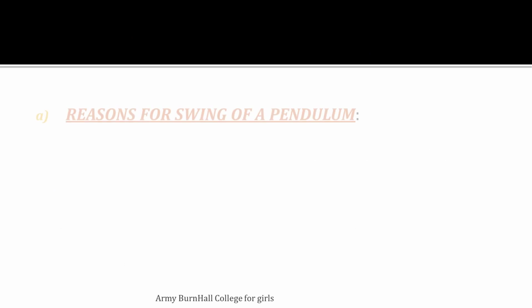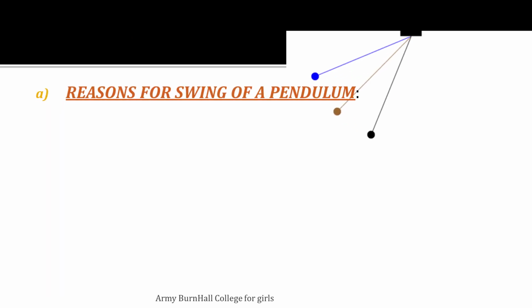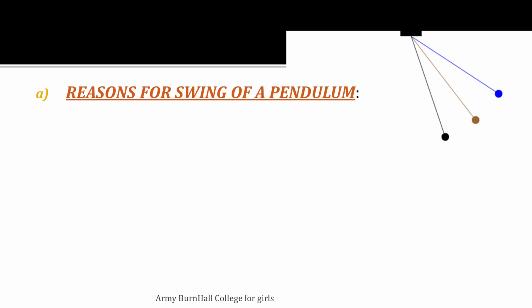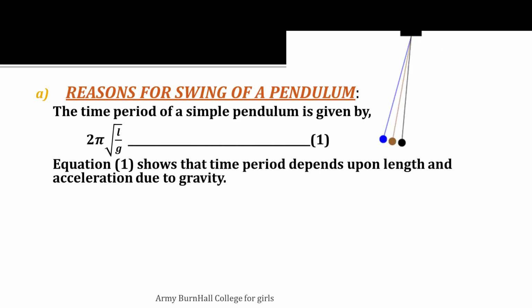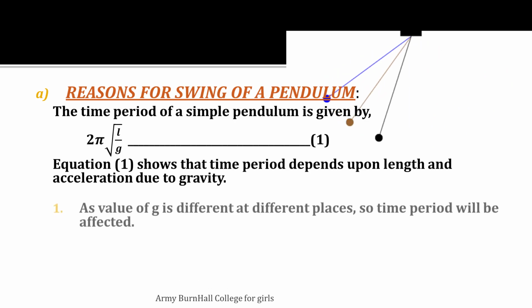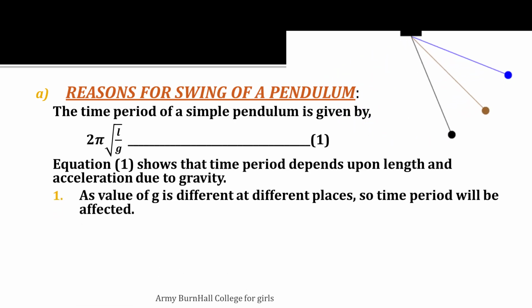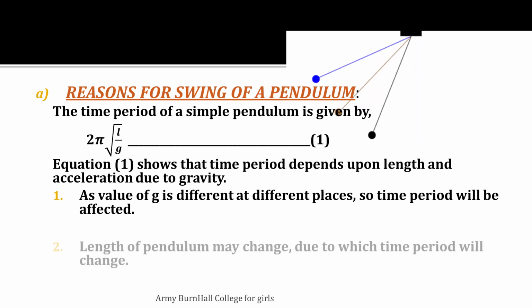Okay, and reasons for swing of a pendulum. Swing of a pendulum cannot be set as time standard. What is the reason? We know that the time period of a simple pendulum is T equals 2 pi under root L over g. Equation 1 shows that time period depends upon length and acceleration due to gravity. So what is the drawback? As the value of g at different places is different, the time period will be affected. You know that with height, with altitude, the value of g is different, so it cannot be set as time standard.